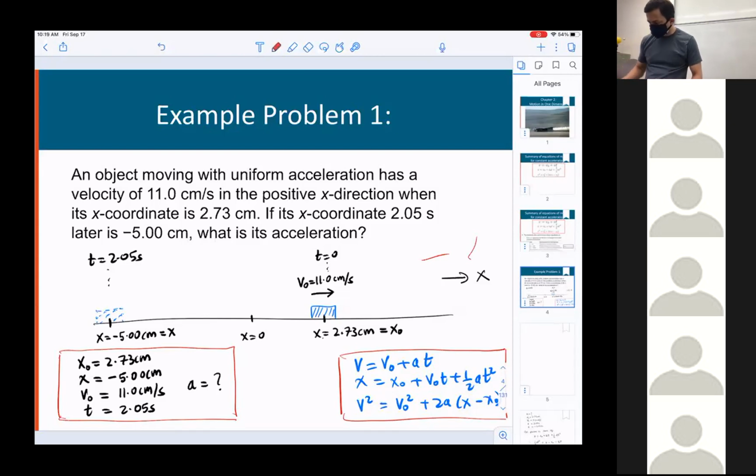Okay. So this is the positive x direction. So initially, the object is moving to the right in this way. It's going to come to a stop, and then it's going to turn around, go backwards, and then it's going to travel in the negative x direction and come all the way here. That makes sense?